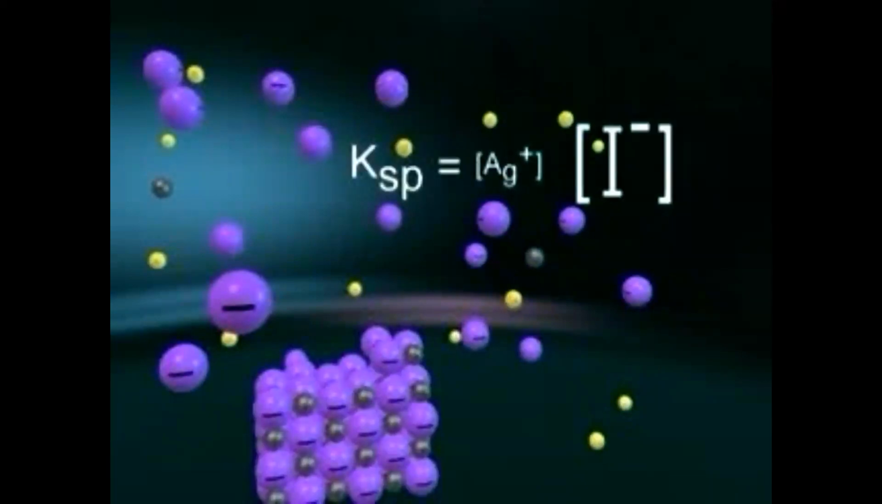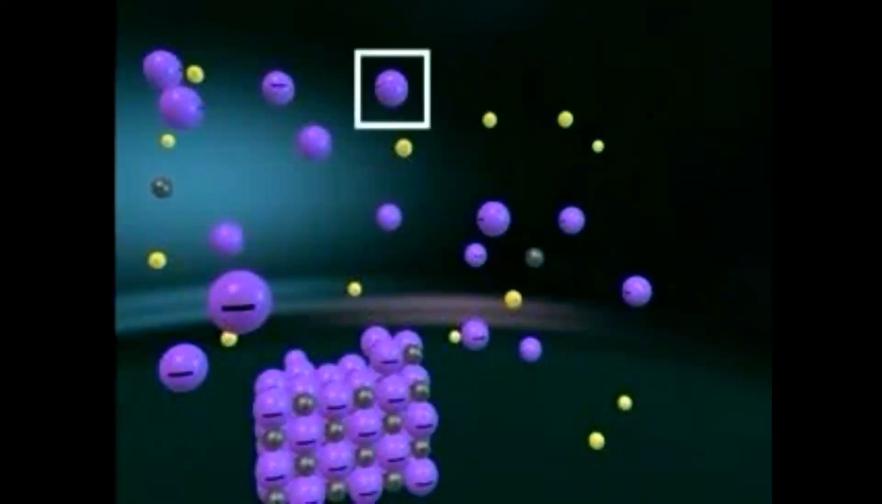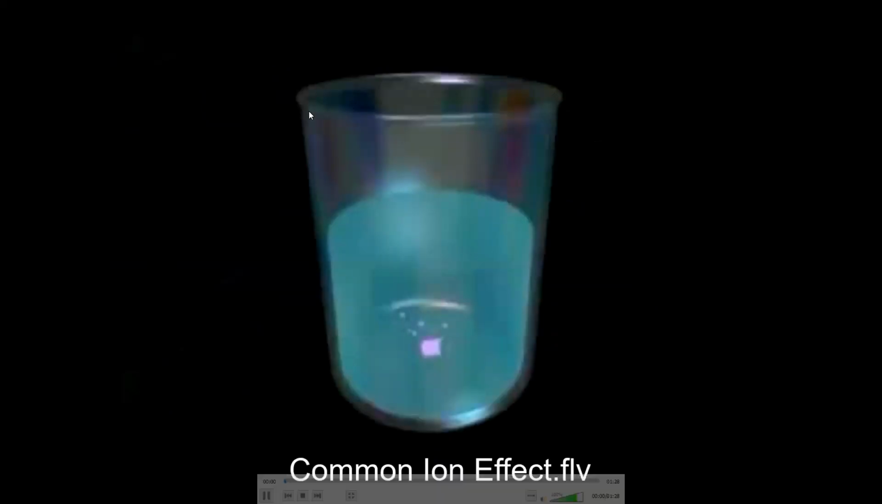At equilibrium, when the product of the silver and iodide concentrations equals KSP, the silver ion concentration is much smaller than the iodide concentration. The addition of sodium iodide, which greatly enlarges the concentration of one of the ions in the solubility equilibrium, has reduced the solubility of silver iodide. This reduction in solubility is an example of the common ion effect.